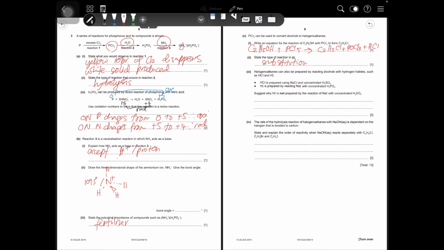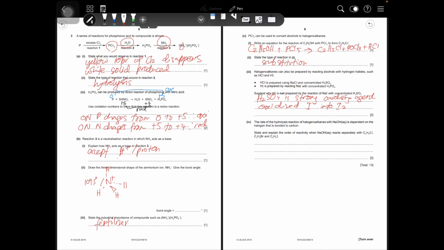You have either HCl prepared using NaCl and concentrated sulfuric acid, and HI prepared by reacting sodium iodide with concentrated phosphoric acid. Suggest why hydrogen iodide is not prepared by reaction of sodium iodide with concentrated sulfuric acid. As we know, H2SO4 is a strong oxidizing agent. What happens is it will oxidize the iodide ion into iodine.